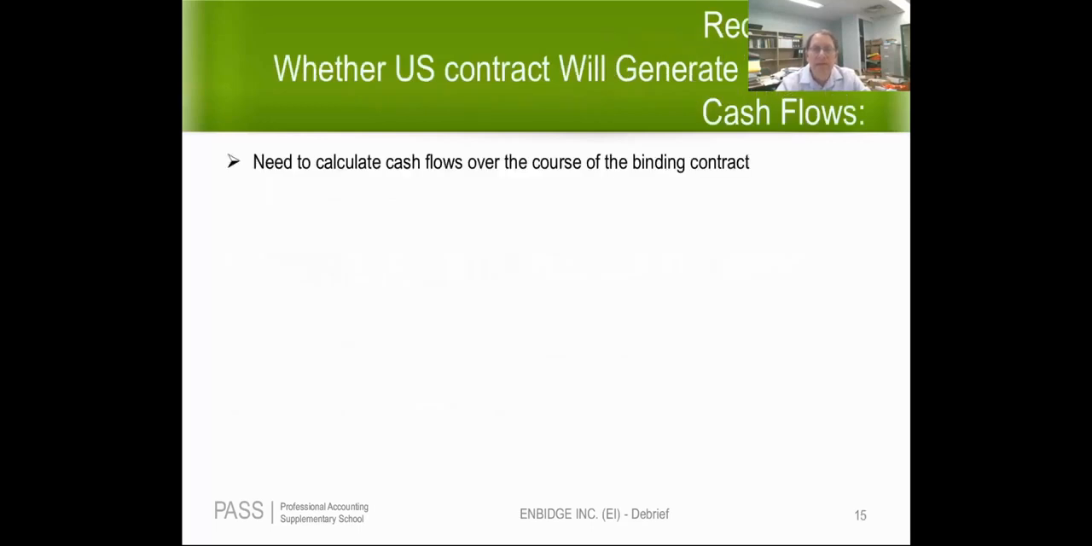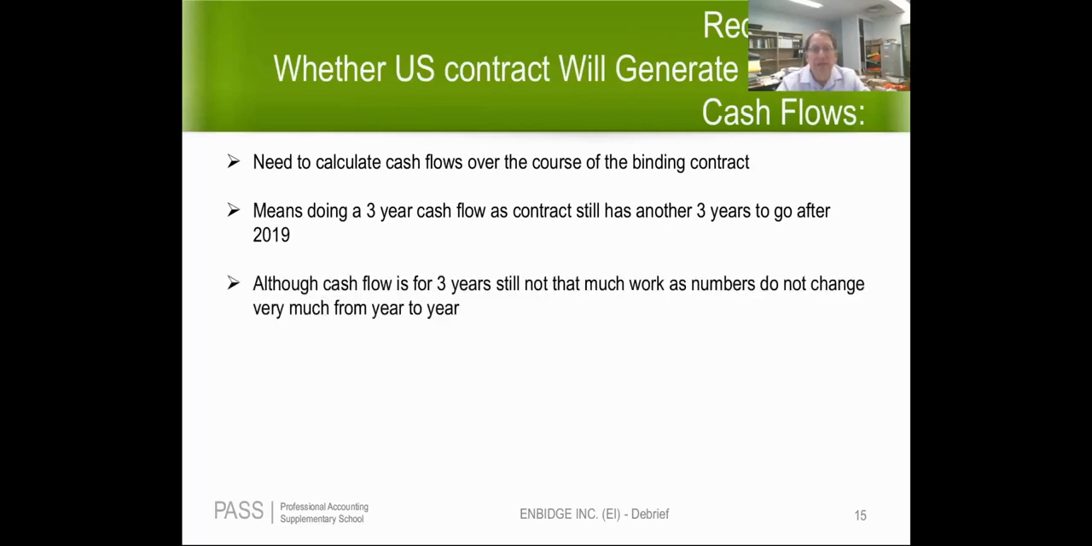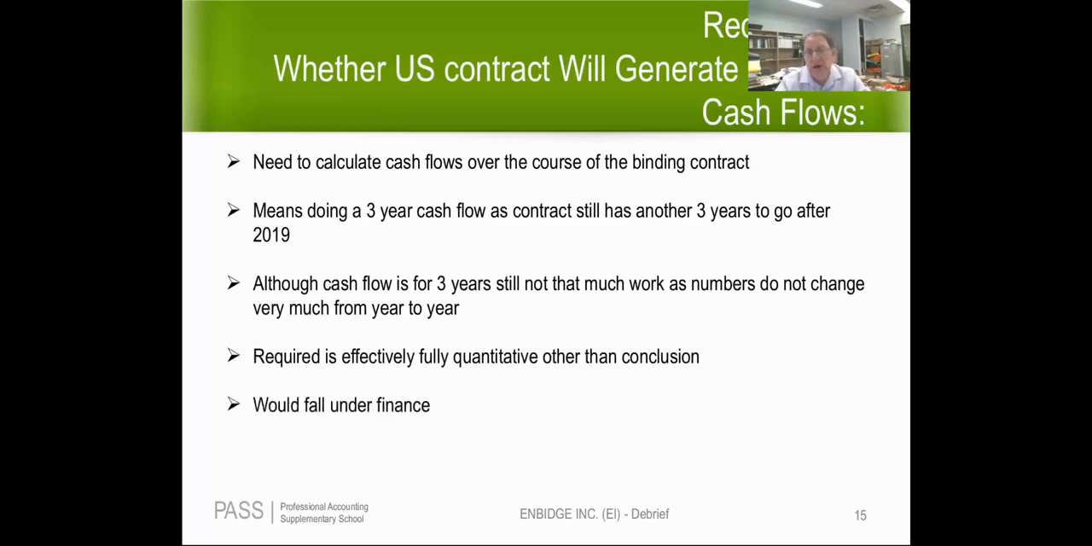This was a little tougher, and it was a much smaller cash flow than what we did this morning. You could do a 3-year cash flow, but there weren't that many adjustments, because there weren't that many changes here between the years, similar to what we had this morning. You totally could have taken that time-saving approach that we did this morning. It's pretty much all quantitative, other than the conclusion. And the cash flow falls under finance. Again, it doesn't matter so much whether it's management accounting or finance.